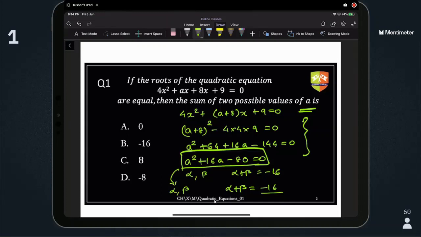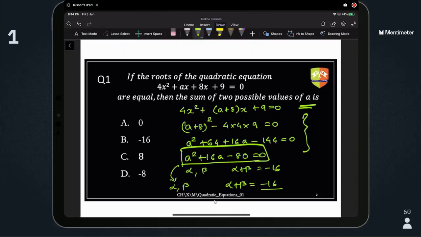What is there to be aware of in this type of problem? So what is the question? The question will not be straightforward, like find the sum of the roots. You have to infer: sum of two possible values of a. What are the two possible values of a? Roots of a in this equation. What is the sum of the roots? Minus 16. Right, okay, next question guys.